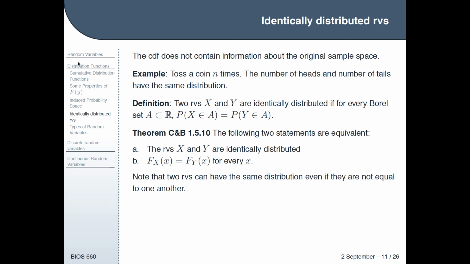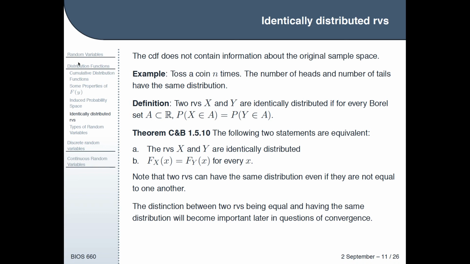Or for example, the number of heads from a coin toss, or the number of values between 1 and 3 from the roll of a single die are completely independent of one another. One doesn't tell you anything about the other, but they also have the same distribution. And this is an important distinction to keep in mind later on when we talk about convergence: when we say two random variables converge to the same distribution, that doesn't mean that they're eventually going to become the same random variable. It just means that the distributions will be the same.